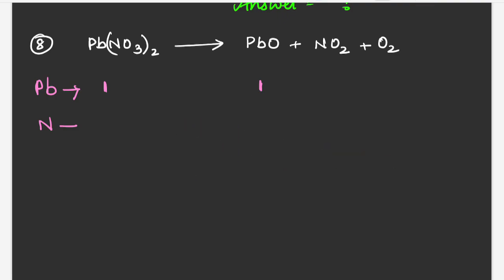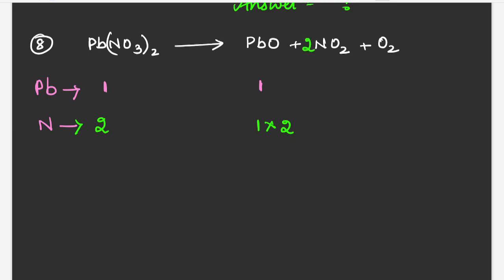So now nitrogen, if you see, there are 2 nitrogen atoms on this side, and on the other side there is only 1 nitrogen atom. Therefore we have to balance the nitrogen atom. Into 2 you will write. So I'll write that 2 here.